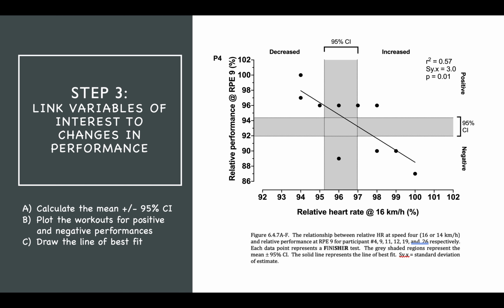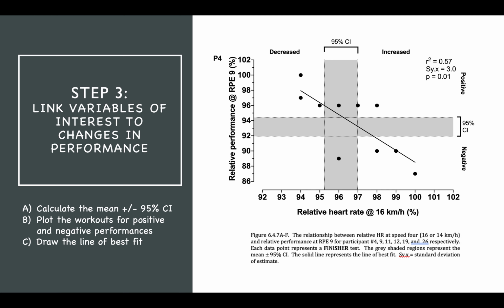When we drew the line of best fit, what we found was an R-squared value of 0.57 and a p-value of 0.01. So for this individual, there was a significant relationship between relative performance on their fartlek run and relative heart rate. When they had positive performances, heart rate tended to be lower on those days. And when they had negative performances, heart rate tended to be higher on those days. And that is specific to this individual athlete.